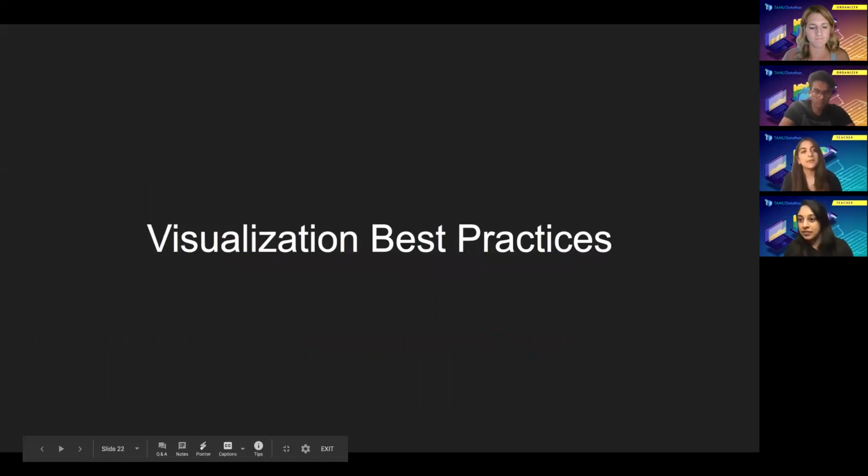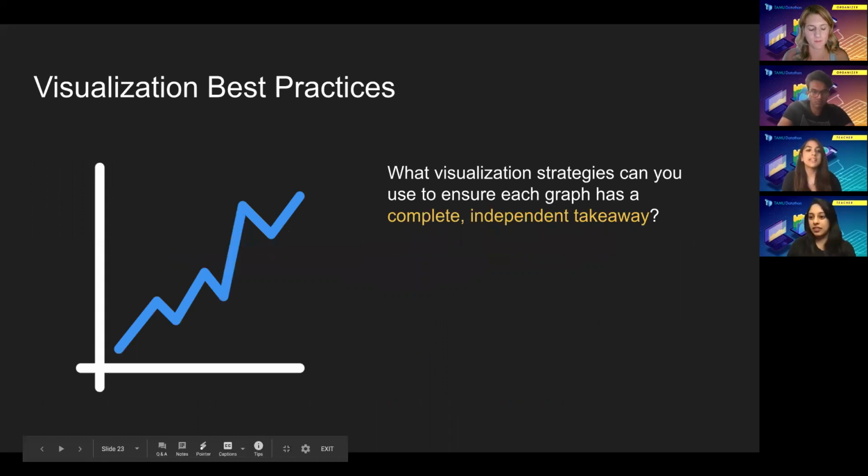Awesome. Yeah, and now we're going to talk a little bit more about visualizations, because they are such a great tool for telling a story and for getting your 3 main points across, especially when you use best practices. So to begin, what visualization strategies can you use to ensure that each graph has a complete independent takeaway? We believe a graph should be a standalone story on its own. If you were to just hand it to your stakeholders, they should be able to understand what your takeaway is and also relay it to somebody else.